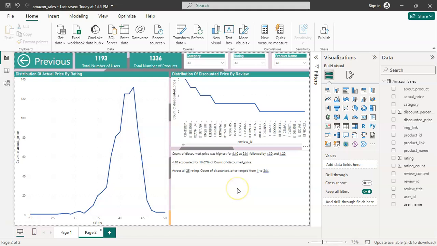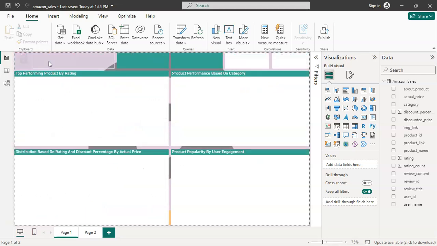Under this we have the summary, which is the analysis on the dashboard. The slicers are as usual on the top. You can go back to the previous page by clicking on previous, so that works fine.